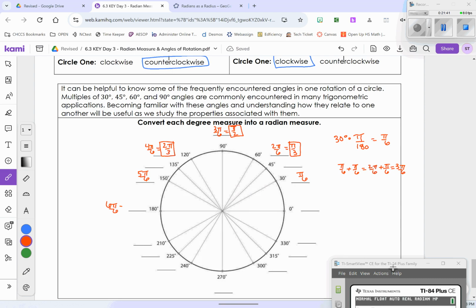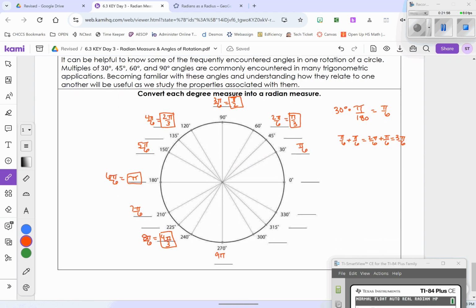Then 6 pi over 6, notice, is equal to pi. 7 pi over 6 doesn't reduce. 8 pi over 6 would be equal to 4 pi over 3. And then down here we would have 9 pi over 6, which equals 3 pi over 2. And then 10 pi over 6, which is equal to 5 pi over 3. And then 11 pi over 6 doesn't reduce. And all the way around would then be 12 pi over 6, which, oh, look at that. That's equal to 2 pi all the way around our circle.